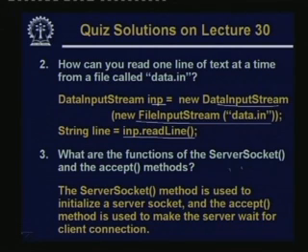What are the functions of the server socket and the accept methods? The server socket method is used to initialize the server socket, while the accept method is used to make the server wait for the client connection. So, the server will be blocking itself when it is executing accept and will wake up as soon as a client connection request comes.